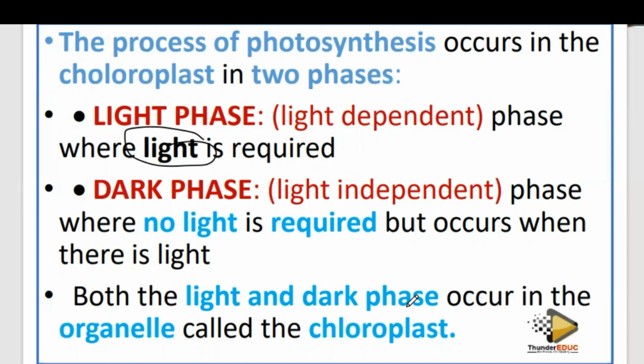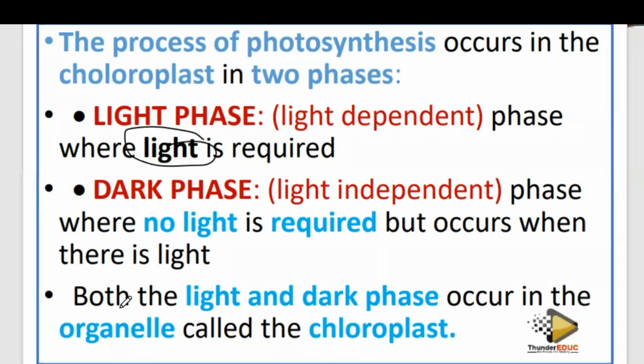However much light is there, it is not needed in the dark phase. It's not a must that the dark phase must occur at night only. No, it occurs when the light is there, but that light is not needed.